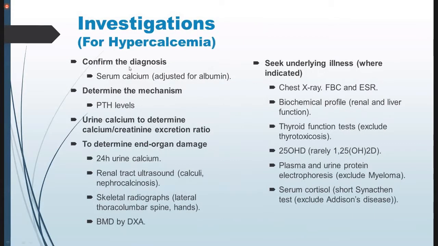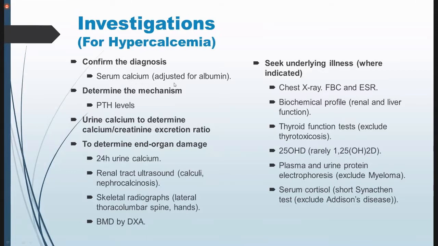Now, how do you investigate a case of hypercalcemia to lead to a diagnosis of, for example, hyperparathyroidism, because this is the topic of hyperparathyroidism? First of all, you have to confirm that this is really hypercalcemia or not. So you have to see serum calcium once, not only once, but twice or thrice.